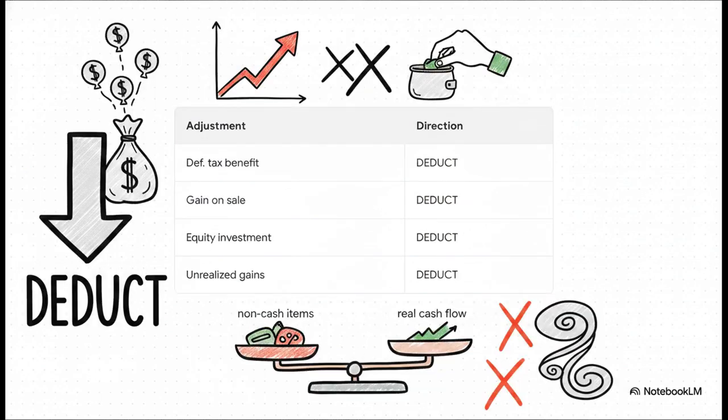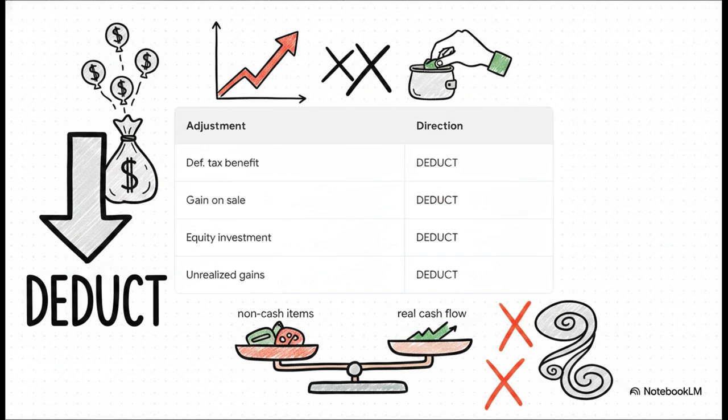On the flip side, there are items we absolutely must deduct. Why? Because these falsely inflated our net income on paper without generating any actual cash for the core business. Think about unrealized gains on investments. The market value of your portfolio went up, so your net income went up, right? But you didn't sell anything. You didn't receive a dime of cash, so we have to deduct it to get back down to reality.